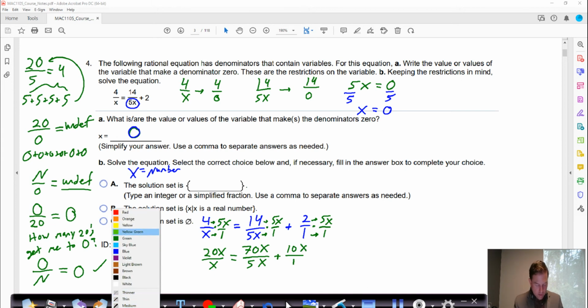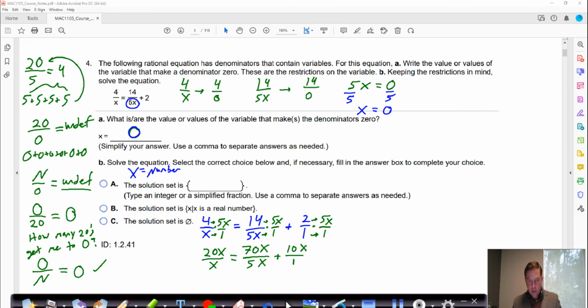Okay, and here's where we can start to cancel things. With fractions, anything on top and bottom that match can go away. So this x will cancel this x, and this x, and let's start with that. So we have 20 equals 70 divided by 5, which is 14, plus 10x over 1, which is just 10x. So I can drop that 1 to get rid of the fractions. Okay, so there's our equation.